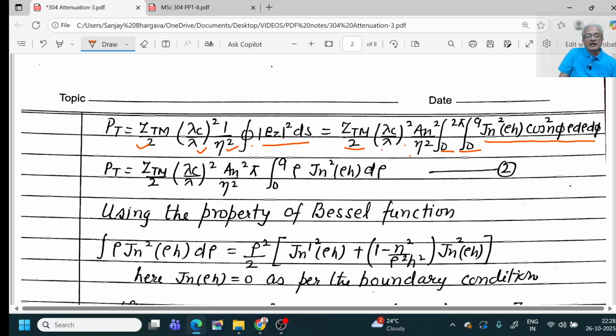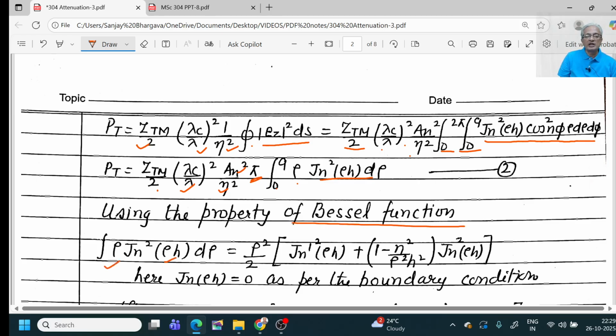So ZTM by 2 (λc by λ)² An² upon η². Now integration 0 to 2π would give me π. So the remaining integration is 0 to a ρ Jn²(hρ) dρ. This is a standard property of the Bessel function. So a standard integral needs to be solved using the standard property of the Bessel function. What does it say?